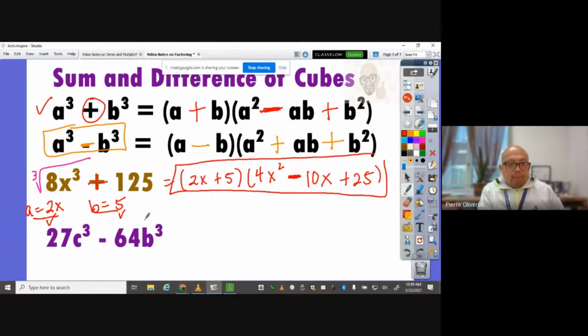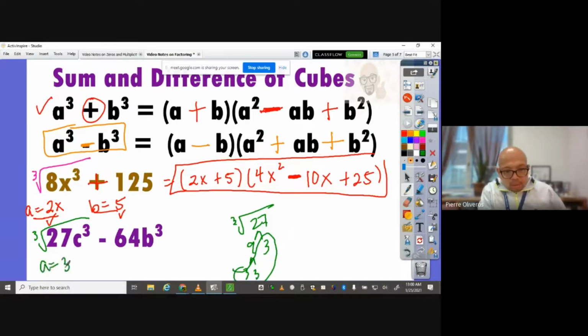So here I have 27c cubed. So I'm going to take the cube root of that. The cube root of 27 is 9 and 3, this is 3 and 3, so it's going to be 3. So a is equal to 3. What's the cube root of c to the third? That's going to be c.